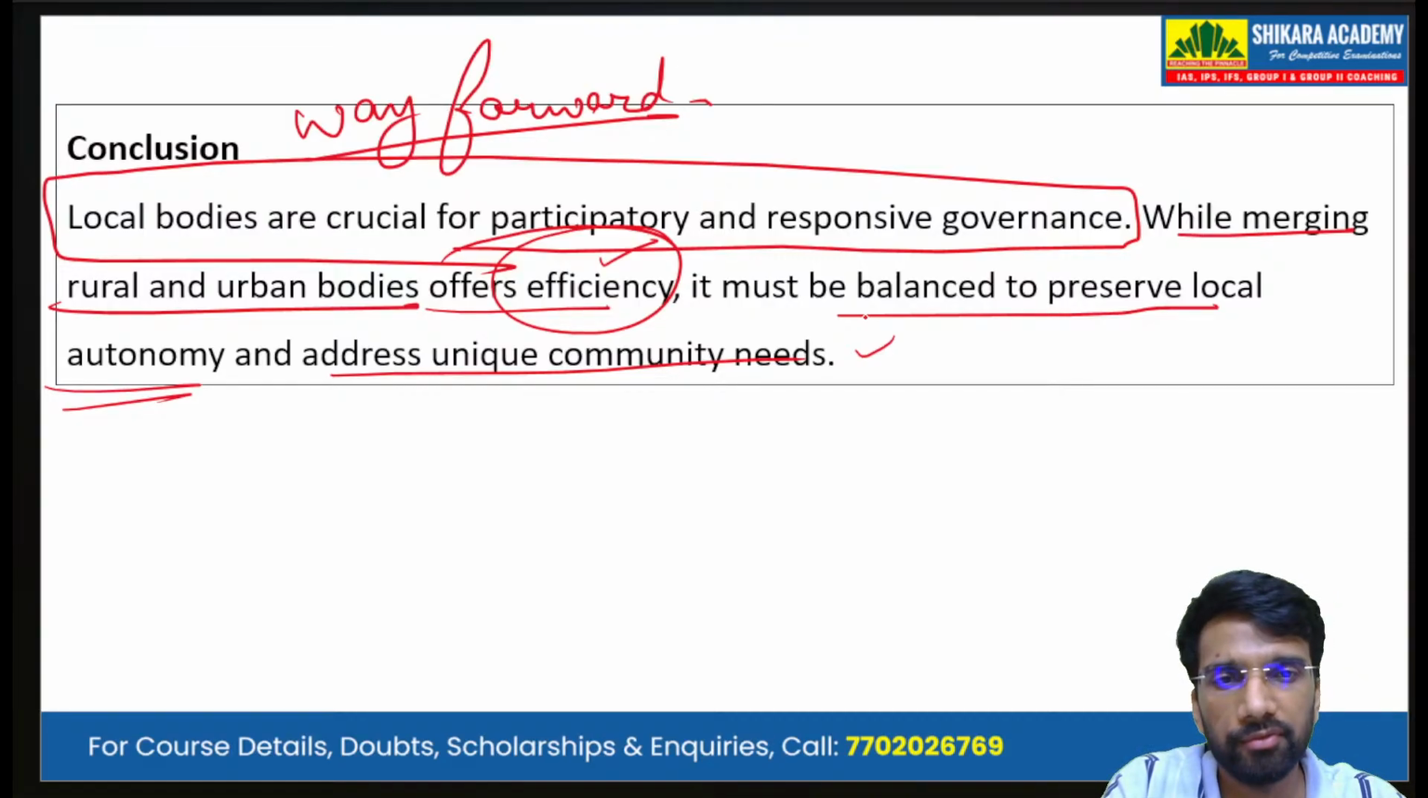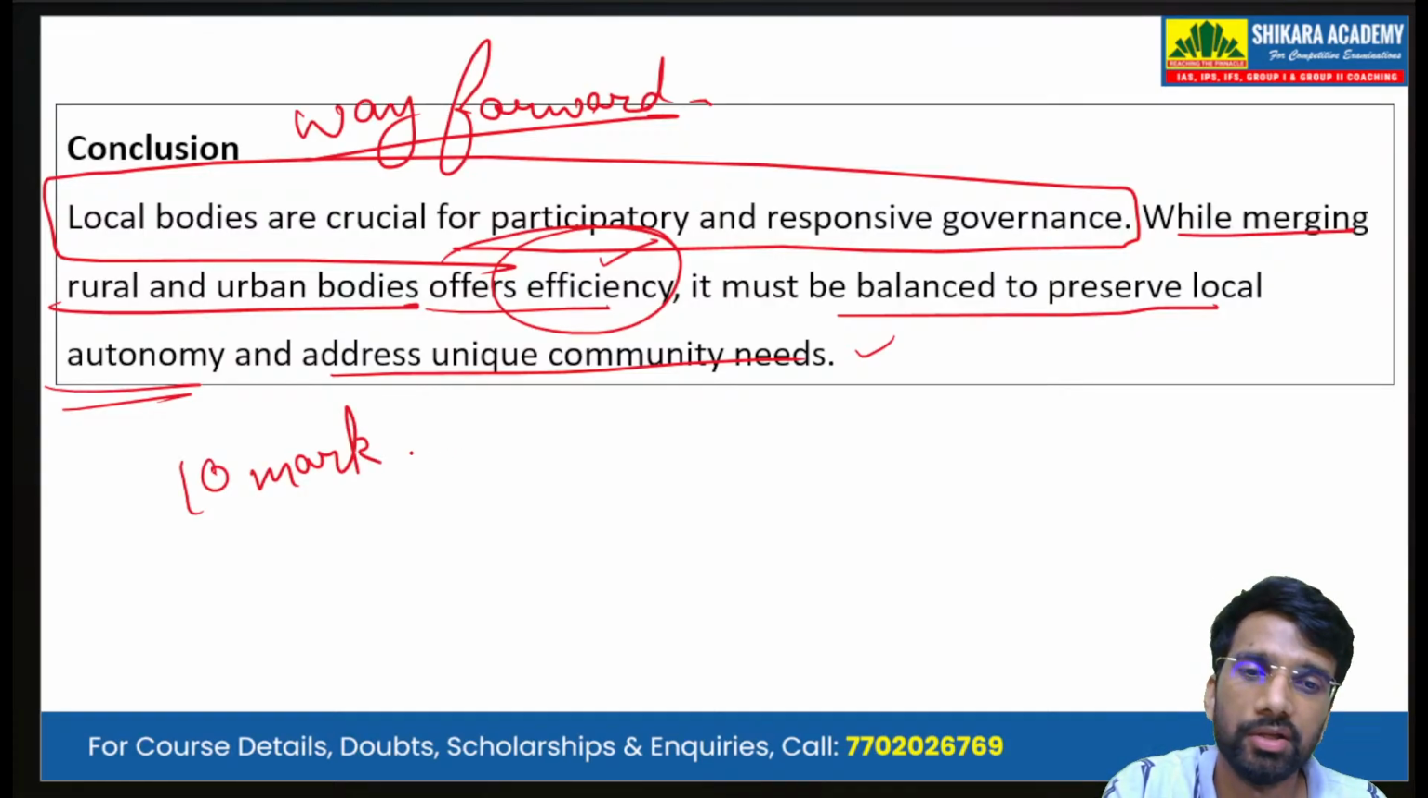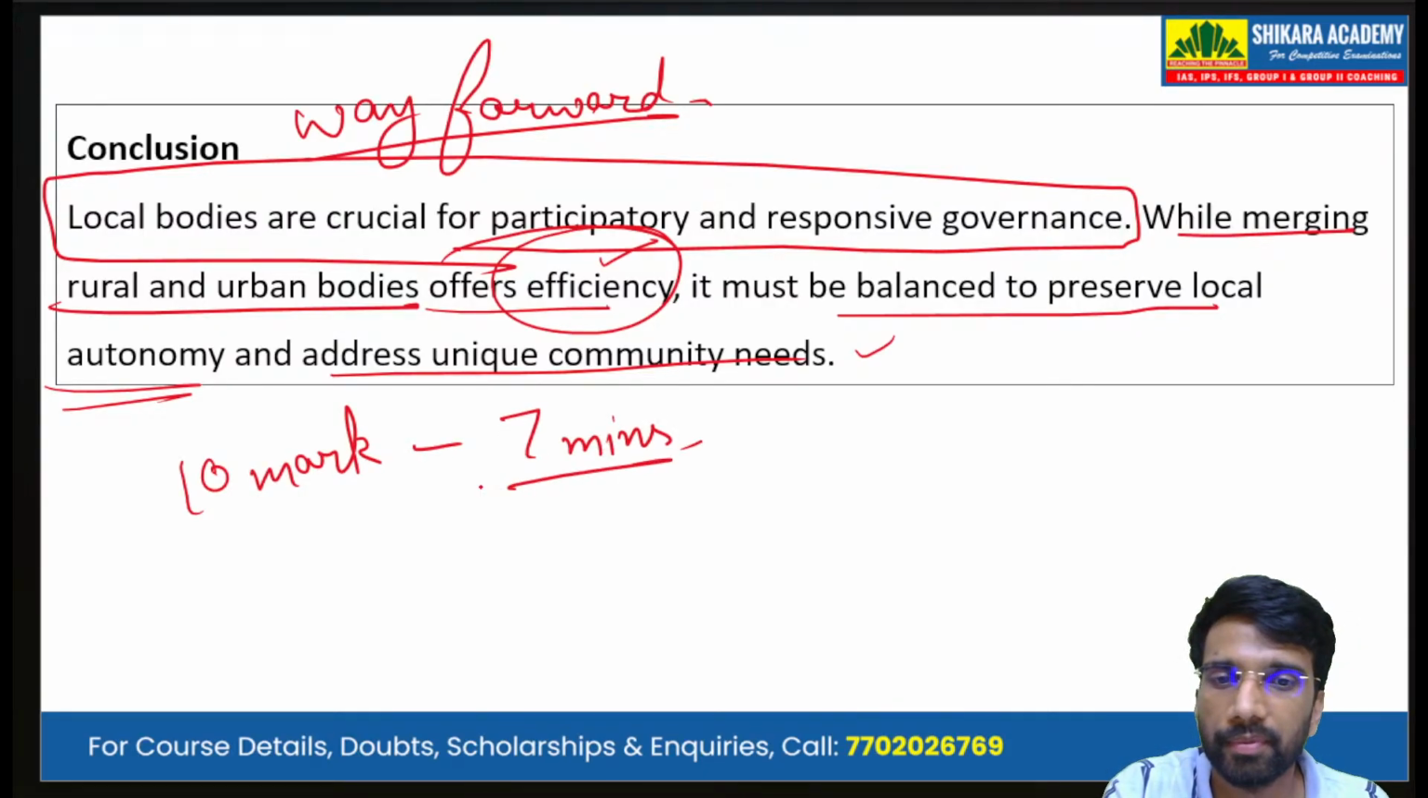We have discussed 5 UPSC Mains PYQ questions in this session. In the subsequent session, we'll be taking 5 questions and writing the answers. We'll be discussing the answers in real time. For the 10-mark question that UPSC asks, you have effectively 7 minutes to answer that particular question.